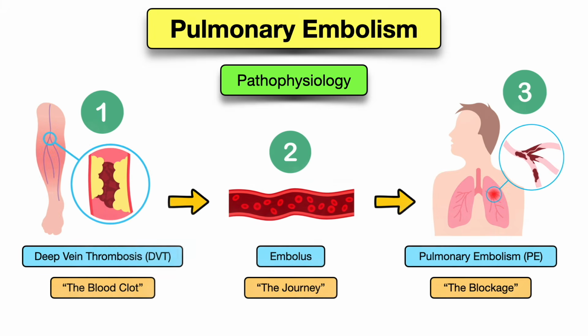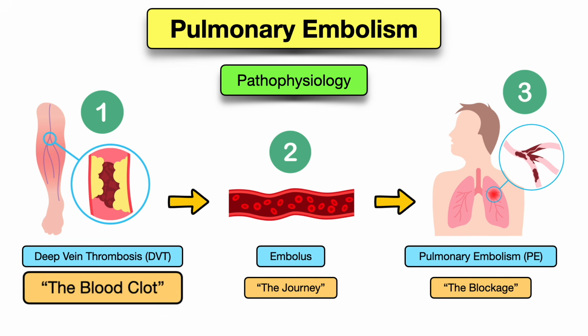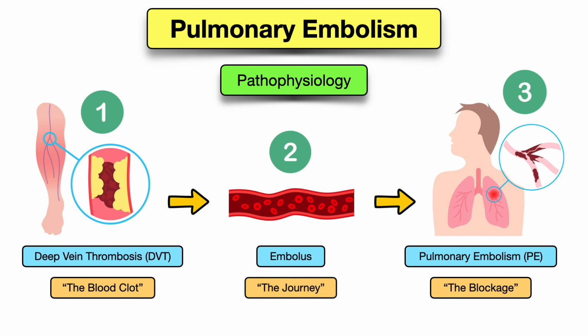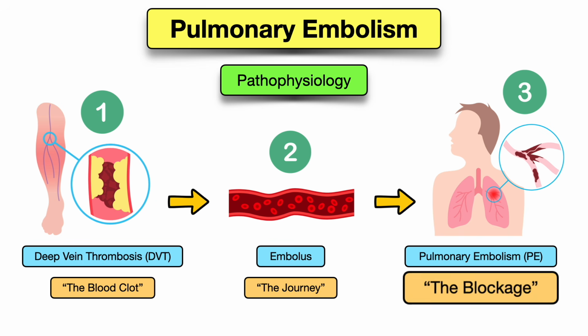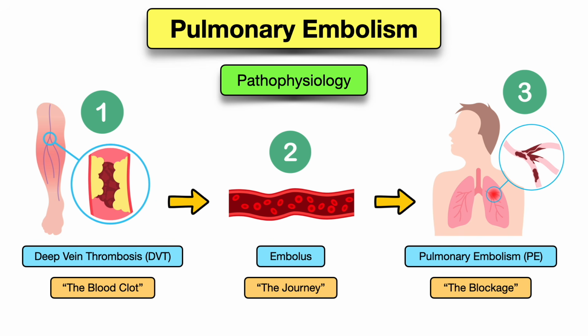We're going to walk step by step on how a blood clot becomes a pulmonary embolism using 3 simple steps. Step 1 is the blood clot itself, Step 2 is the journey, and Step 3 is the blockage. This will help us understand how we go from DVT to PE.